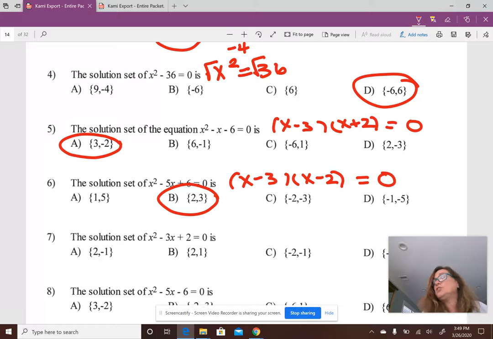Now, you can always check this. There's a couple ways that you can check these. The easiest way is substitution. So if I plug in a 2, I should get an answer of 0. If I plug in a 3, I should get an answer of 0.